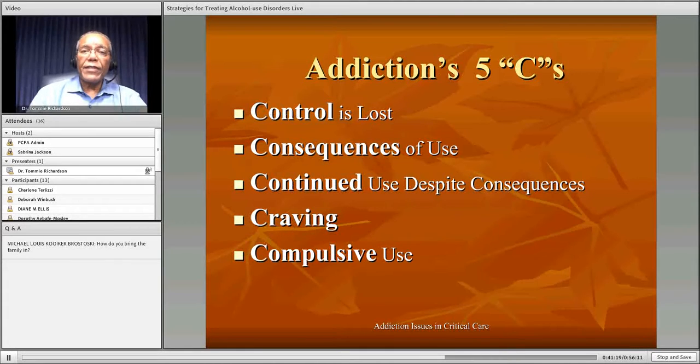These are the 5 C's. I mentioned 3 of them when we started. The first C is loss of control, consequences of use, continued use in spite of consequences, cravings, and compulsive use.